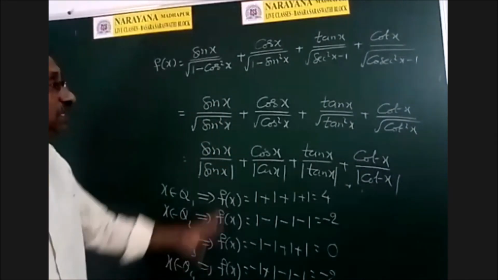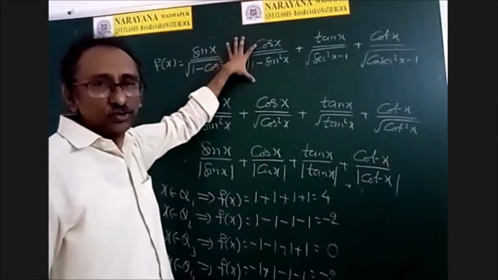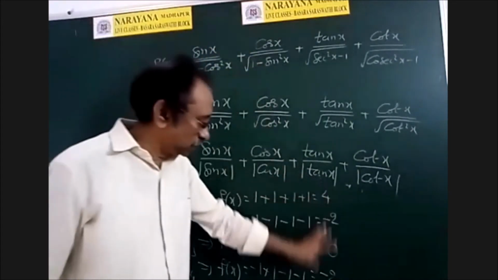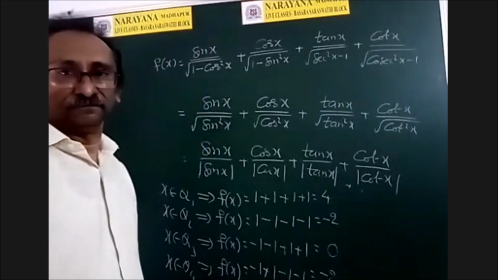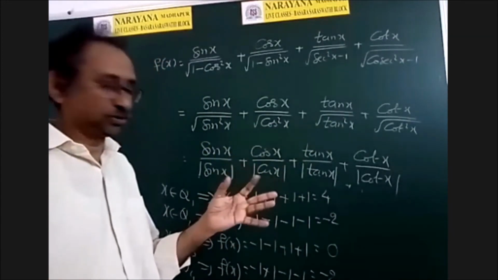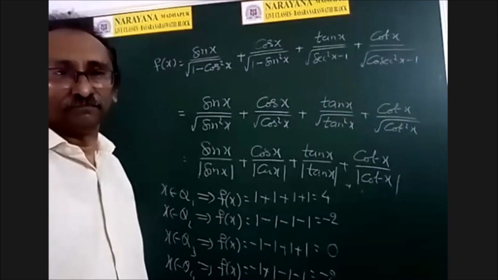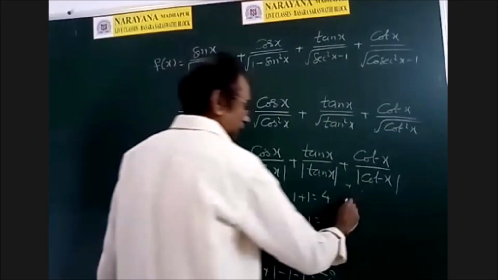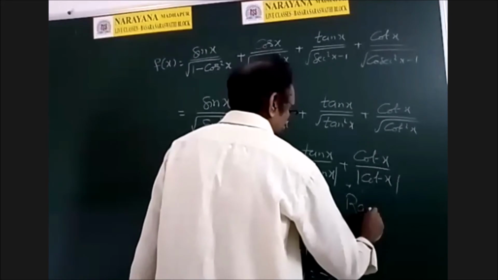So see, that means for any value of x, these are the only values we are getting finally. So what is the range? Either it may be 4 or it may be minus 2 or it may be 0, but not any other number. So what is the range? Range means the set of all outputs.